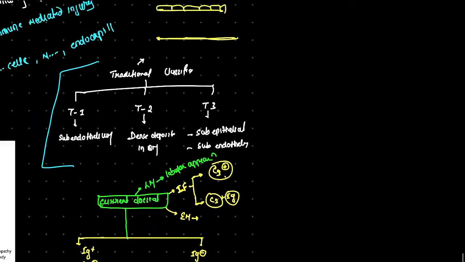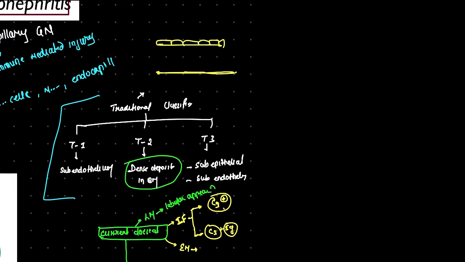Now here, if you see this type 2, there was immune complex deposition in our basement membrane right here. Because of this deposition, the basement membrane will split into two parts. That means there will be a split-like appearance. There was a single basement membrane, but because of deposition of immune complex, our single basement membrane will appear as two.